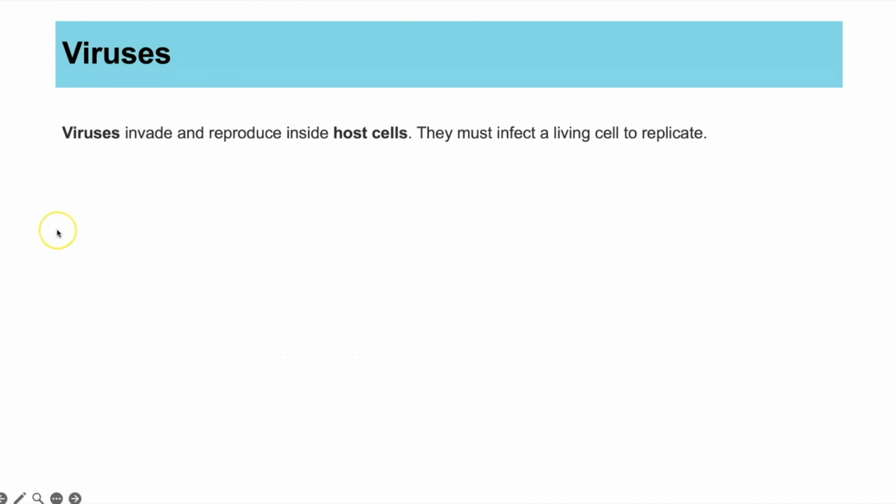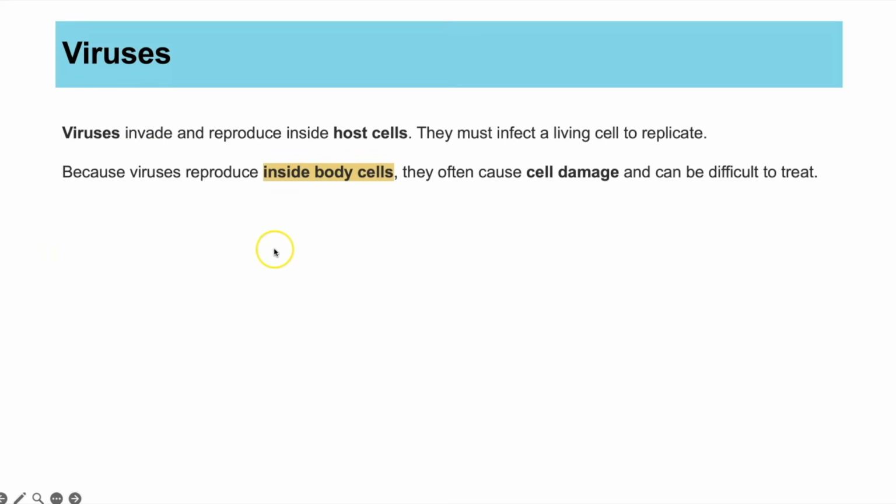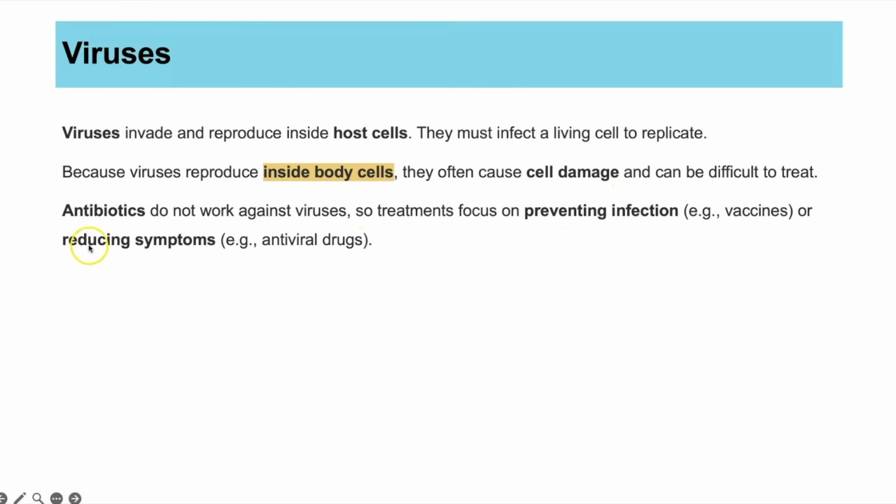You also need to know about the pathogens in a bit more detail and some different examples. Starting with viruses, they will invade and reproduce within a host cell. When we say host cell, that means the individual that they are infecting. They have to be inside of a host to be able to replicate. Because the virus reproduces inside of body cells, that causes the body cells to burst and it causes damage. It also means it's quite difficult to treat the virus, because in order to treat the virus, you would have to destroy your own body cell.